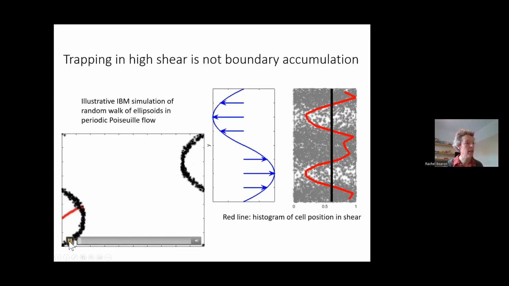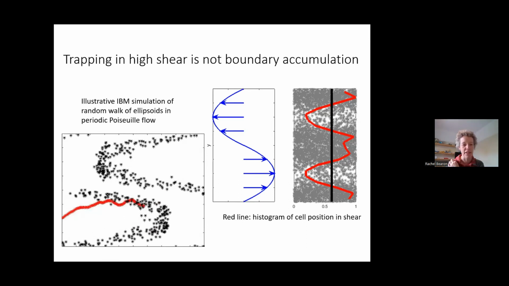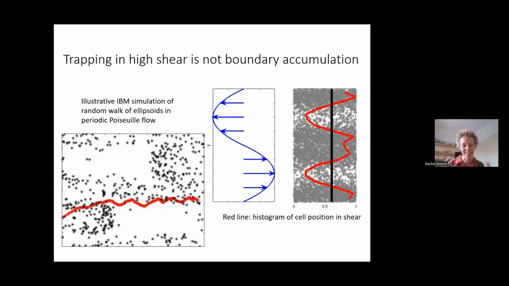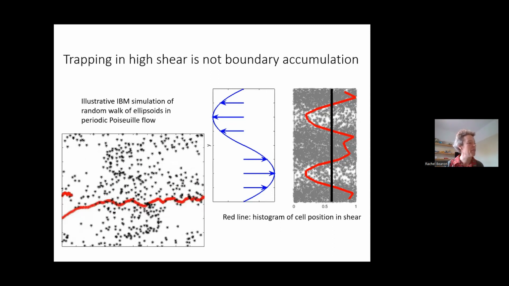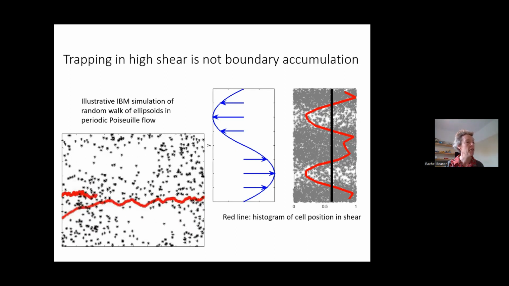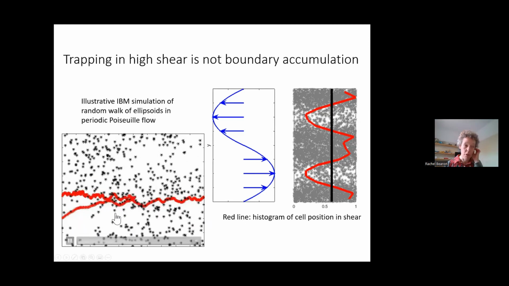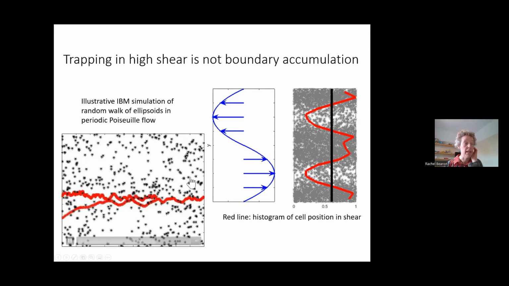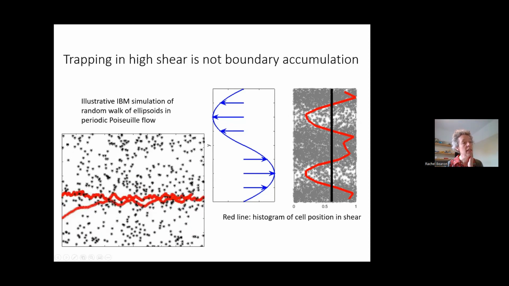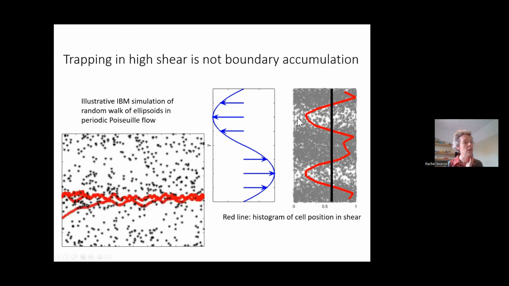So here's just an IBM where I've released a bunch of elongated cells, although it wasn't fancy enough to draw them as elongated, but they're undergoing the rules of Jeffery's equations in a doubly periodic Poiseuille flow. The red is just tracking an individual. And if you throw in a whole bunch of those cells and watch them accumulate, you see their accumulation is in the high shear regions, and they deplete from the low shear region.